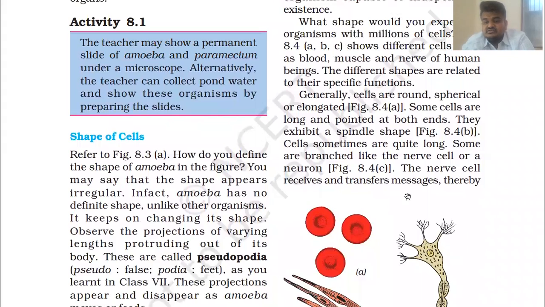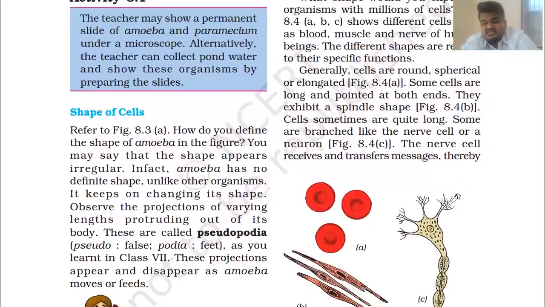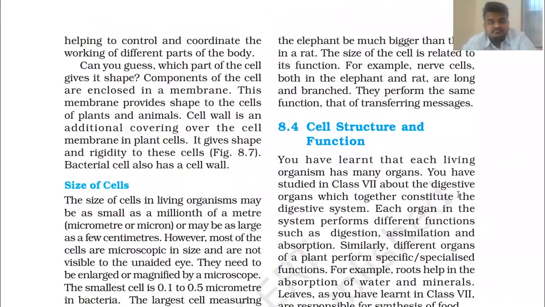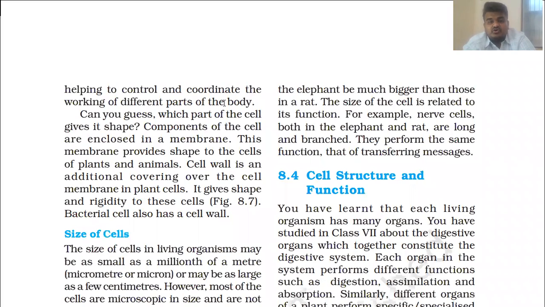The nerve cell receives and transfers messages. If somebody touches you, then how can you understand that somebody has touched you? It is the work of this nerve system, nerve cell simply. If you feel something, it is because of the nerve cell. So the nerve cell receives and transfers messages, thereby helping to control and coordinate the working of different parts of the body.